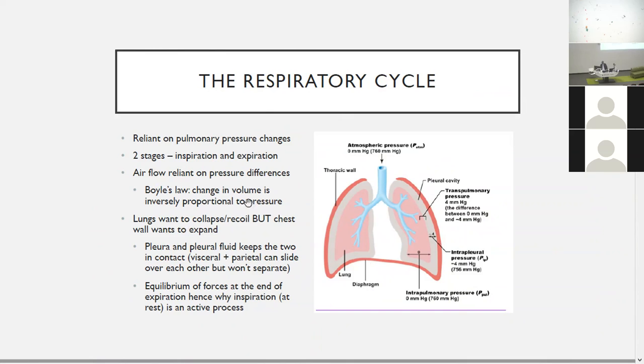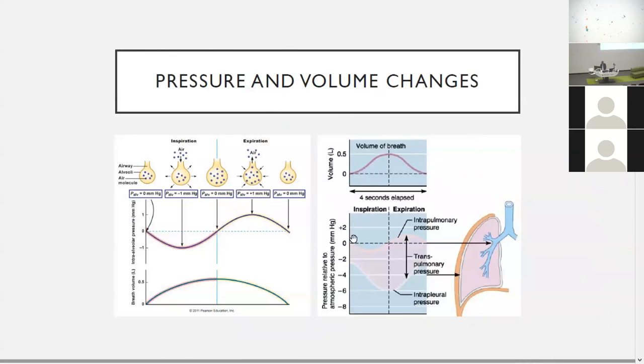Airflow. So airflow is reliant on pressure difference. You increase the volume, you lower the pressure, air gets in. You increase the pressure, lower the volume, air gets out. And this is just about airflow. I don't know why I have that there, but do you all understand this diagram? So you breathe in, increase volume, air rushes in and fills up, and then expiration.